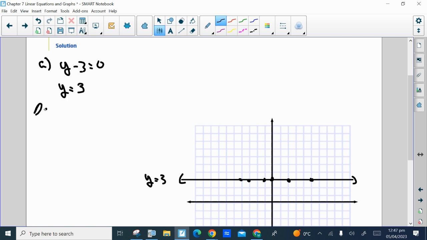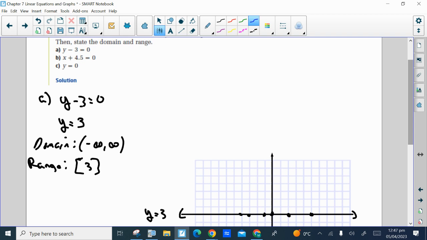The domain of this graph, remember domain is asking does it go left and right and how far? The domain goes from negative infinity to positive infinity. But the range has only one value, and that is positive 3. And notice I'm using square brackets here. If you use round brackets, you're saying the 3 isn't included. But it is. In fact, that's the only value of y that's part of that range.